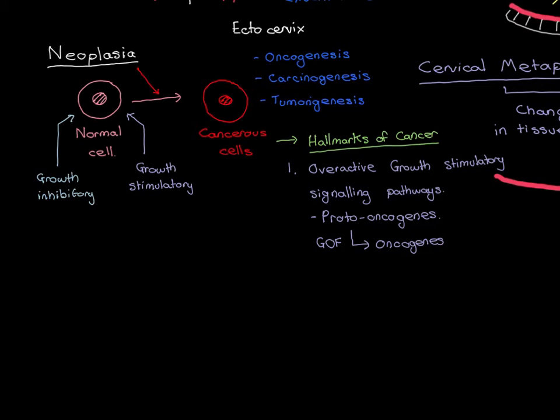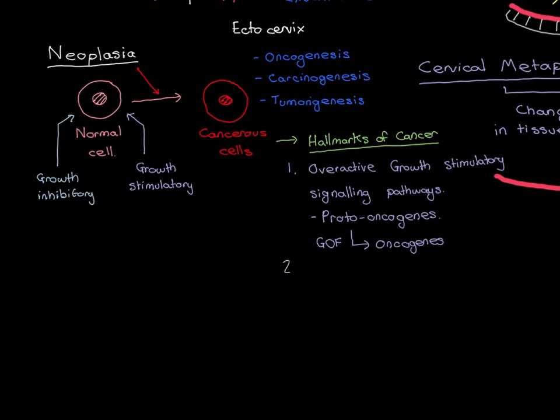Proteins that are involved in growth stimulatory signaling pathways and are involved therefore in stimulating a cell to divide are called proto-oncogenes. If they get gain of function mutations in them that lead to them being completely overactive, and this overactivates the growth stimulatory signaling pathways inside the cell, then it's now referred to as an oncogene. Okay, so that is hallmark number 1 of cancer, that you have overactive growth stimulatory signaling pathways due to mutations in proto-oncogenes that have caused them to become oncogenes, and these are going to be gain-of-function mutations, GOF mutations.